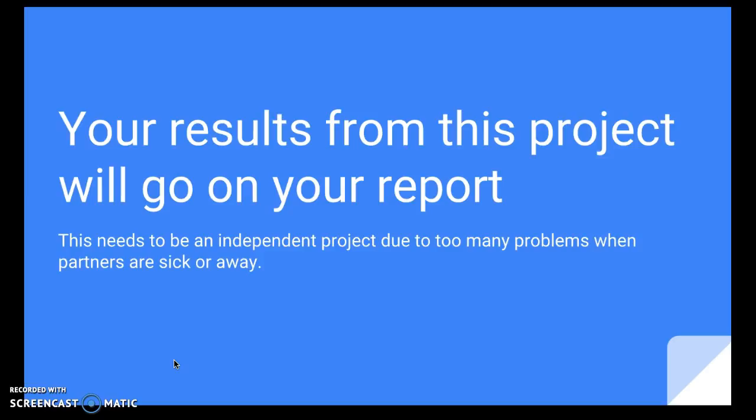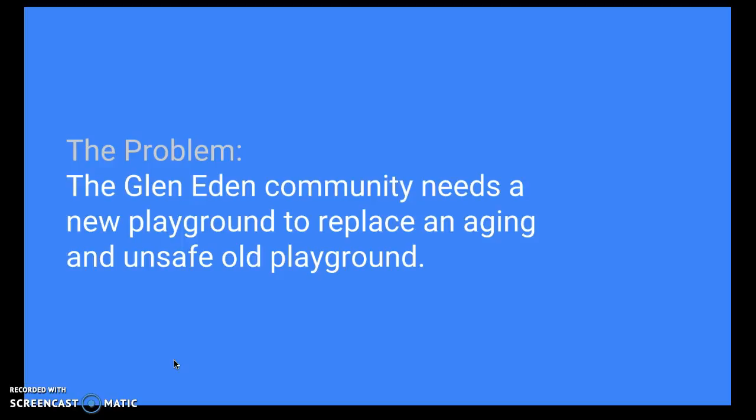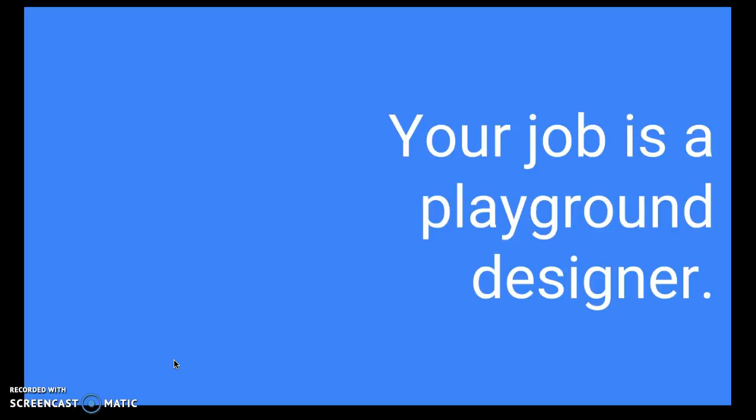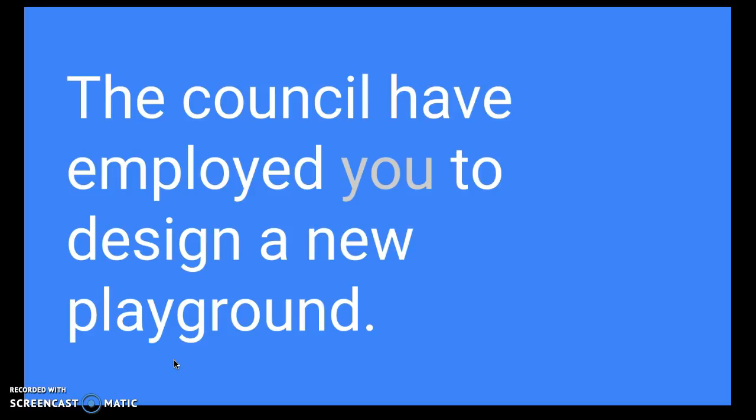So it starts with a problem, and the problem is that Glen Eden, the community, they need a new playground. They've got a really old playground. It's about 20-30 years old. It's a little bit dangerous, it's falling apart, and it's unsafe, so they want a really nice new flash playground for the community. And they've talked to you, your job as a playground designer. So the council has employed you to design Glen Eden a new playground.